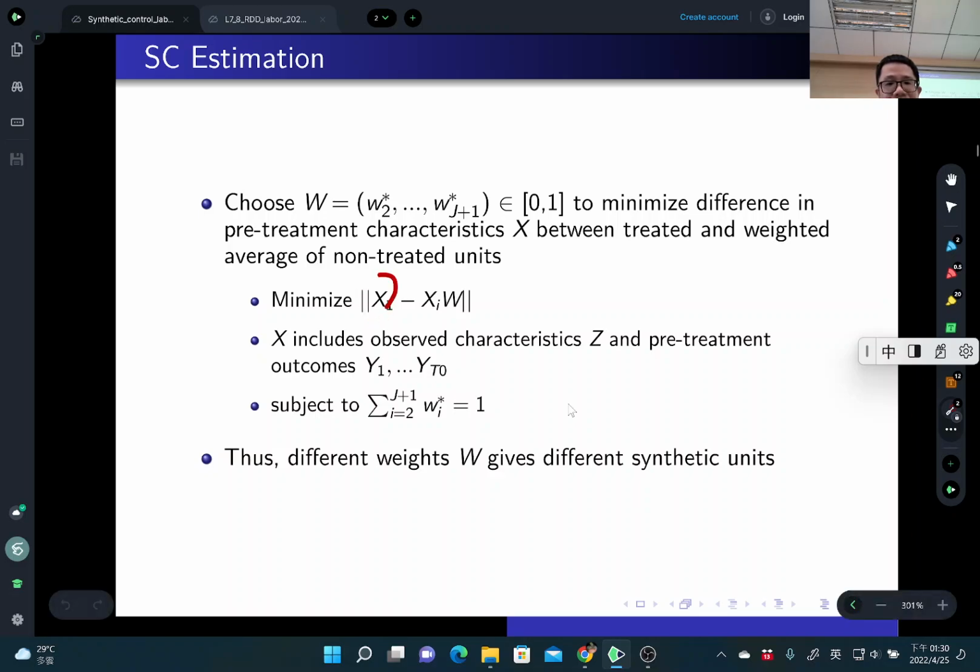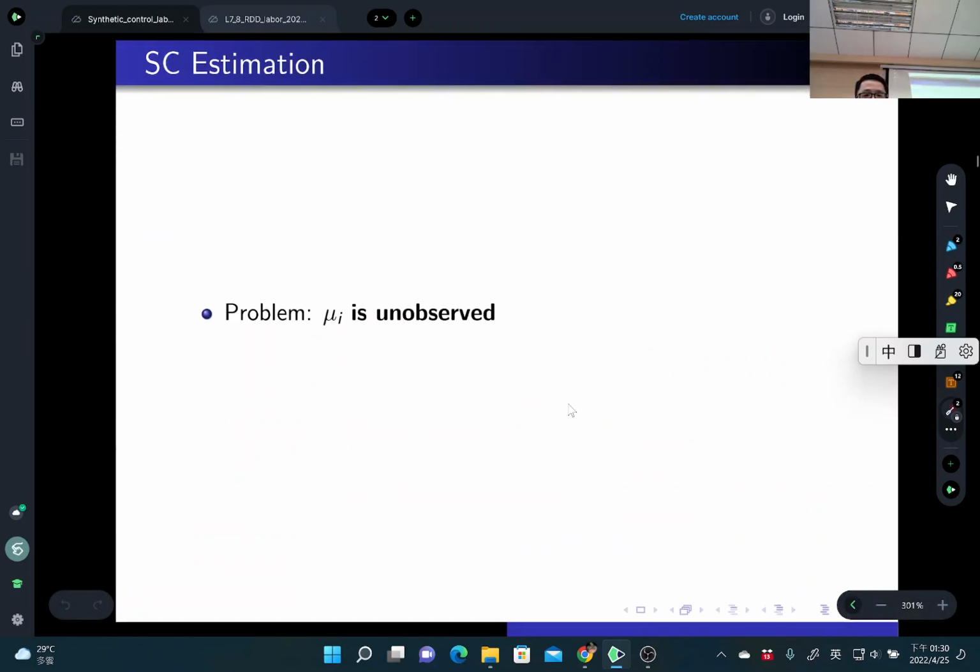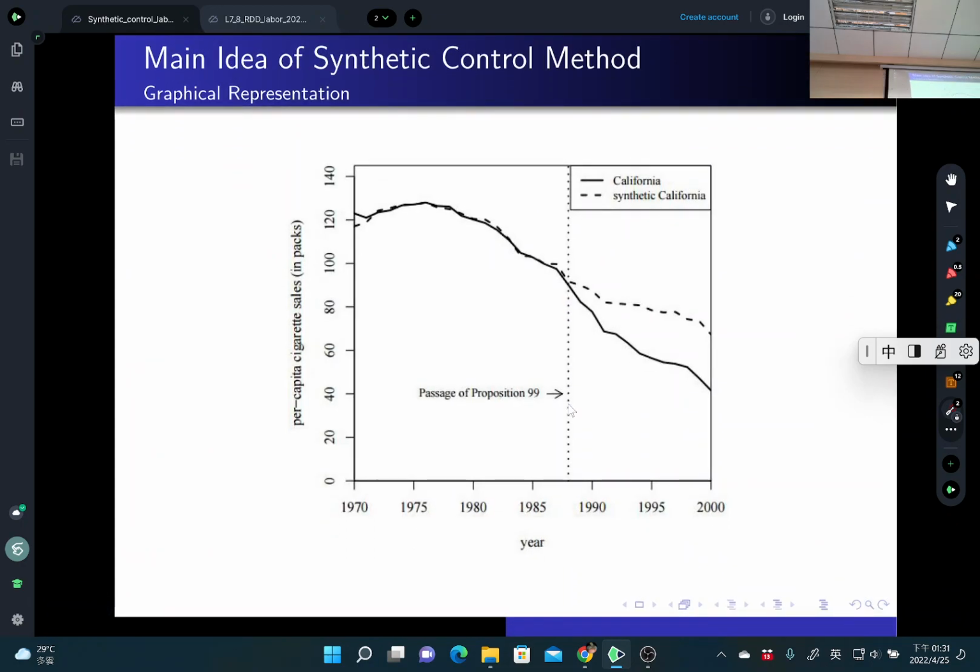And X can include some observed characteristics before the treatment happens, and also the pre-treatment outcome. So for every time period before the treatment, you want to match the outcome, trying to make the outcome path the same as the treated unit one's outcome path before treatment happens. So you want to find a way to minimize the difference between the treated unit one and the other non-treated units, producing a synthetic control unit that is very similar to the treated unit, matching all the pre-treatment outcomes and also other characteristics.